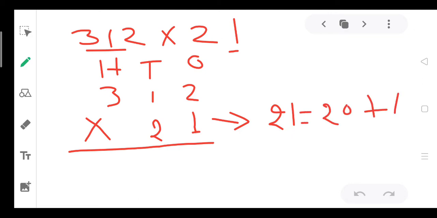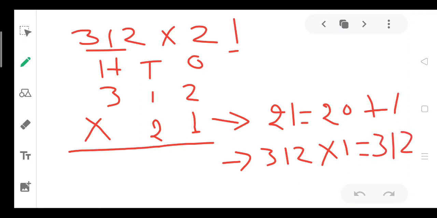Firstly, we will do the multiplication of 312 by 1. And you all know when we multiply any number by 1, the product remains same. So 1 multiplied by 2, 2. Read the table of 1 up to 1s are 1, 1s are 1. Now read the table of 1 up to 3s are 1, 3s are 3. This multiplication is over. Now we will multiply 312 by 20.